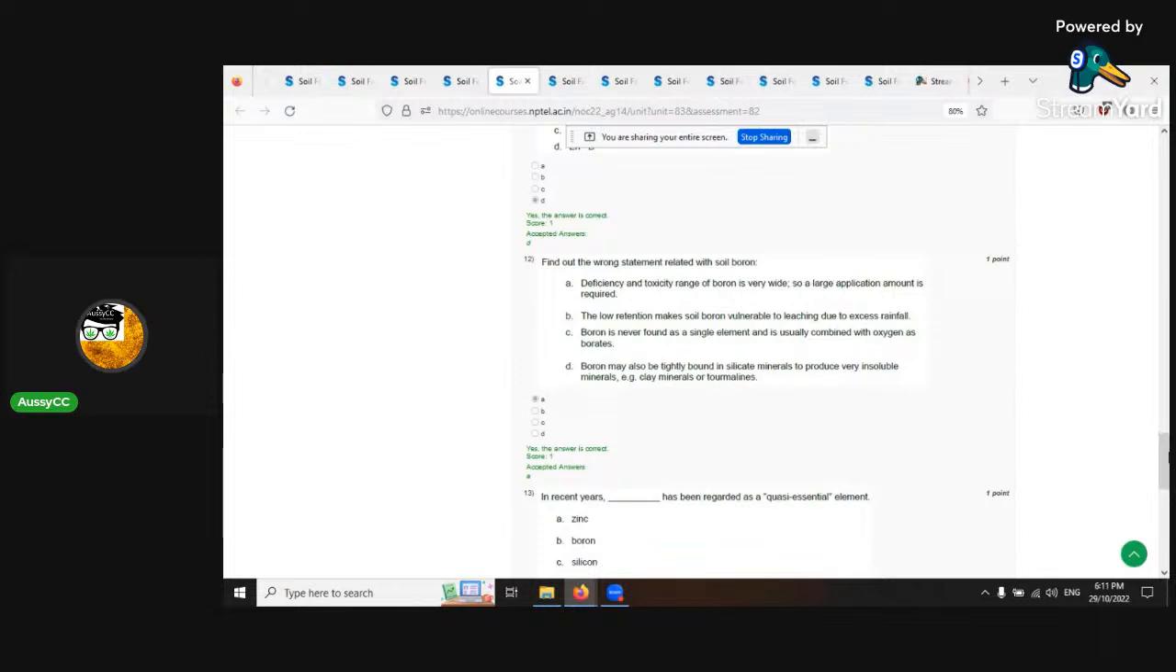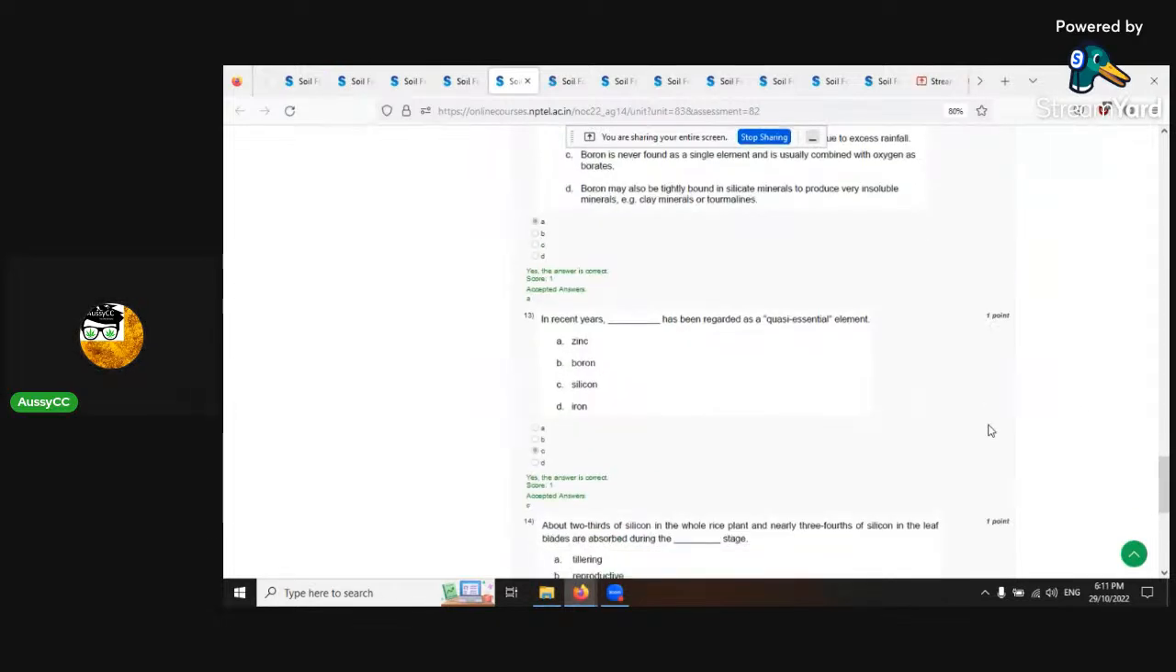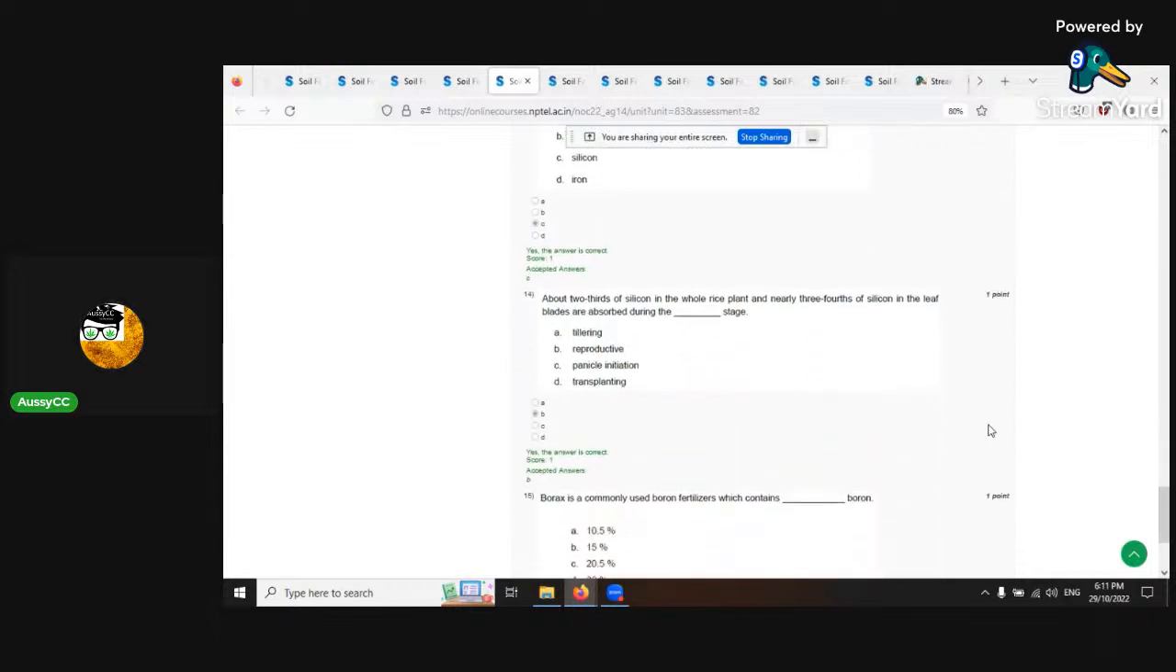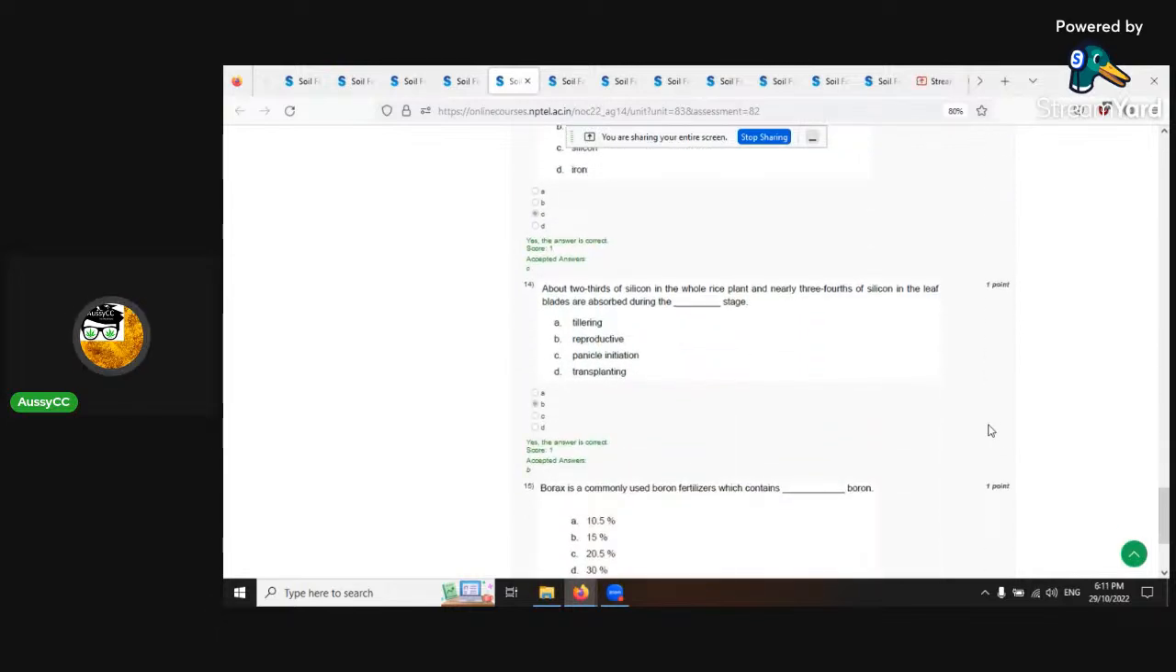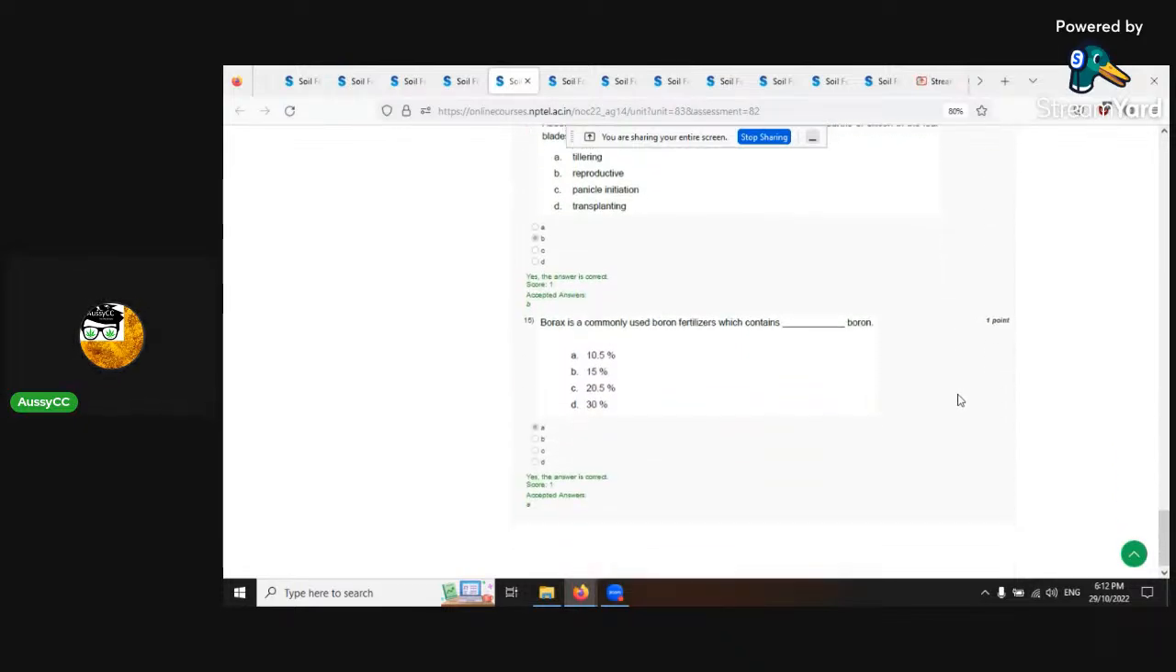In recent years, silicon's a quasi. About 2/3 of silicon, it's a reproductive stage. Borax is commonly used as a fertilizer which contains borax 10.5. I think it's similar to, yeah, good. All right, I'll remember that. That's similar to that other stuff, magnesium that you get out of Epsom salts. It's got about the same percent.